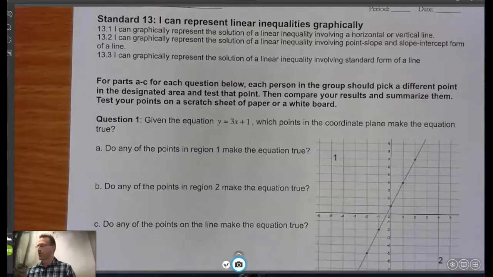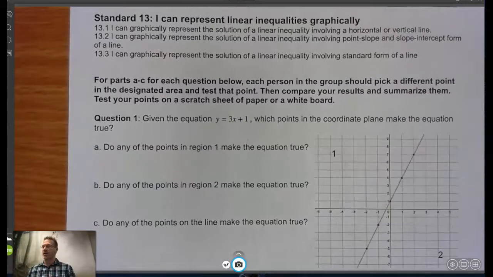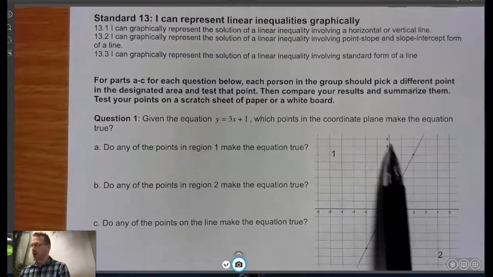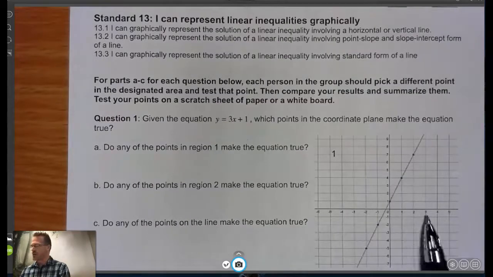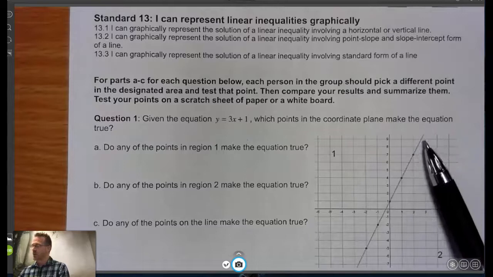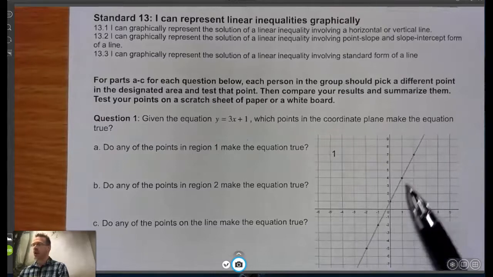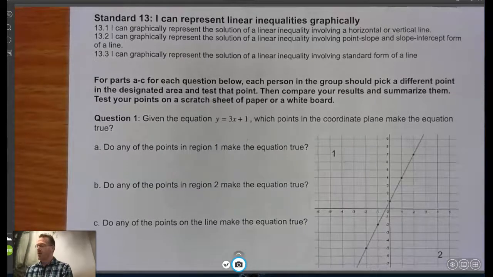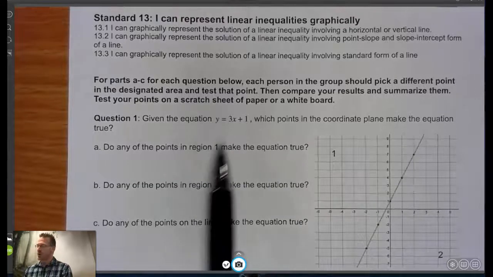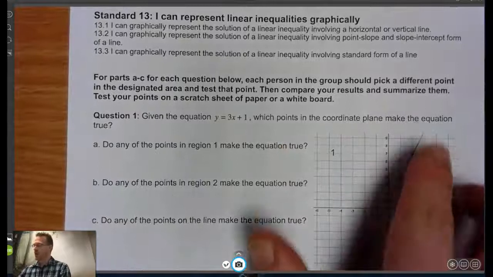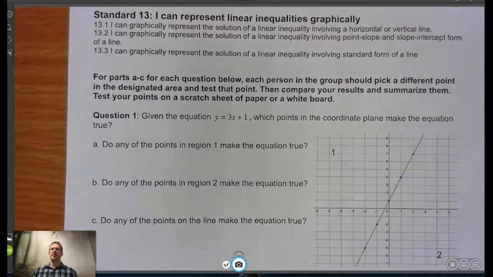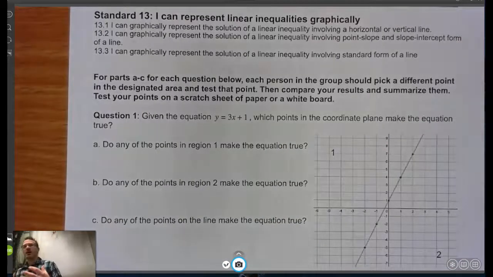We're really going to look at three different areas for these opener questions. One is this upper left-hand region here. Two is this lower right-hand region. And the third region is just the points that are on the line. What we want to know is, when we look at this equation, which of these, the points in these areas or on the line, will make the equation true? You just had to pick one point in each particular region.